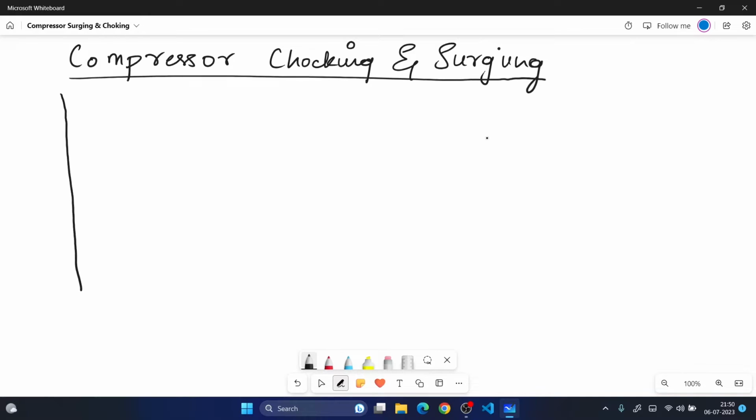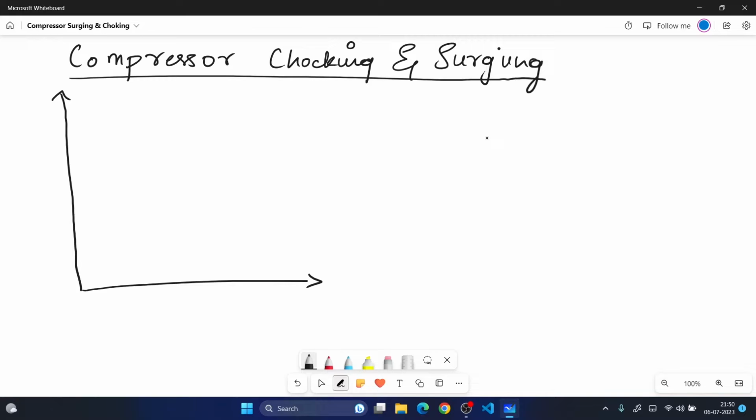Compressor choking and surging is not applicable to just a centrifugal compressor or just an axial compressor. It is applicable to both centrifugal and axial compressors. Irrespective of the type of compressor, this surging and choking phenomenon is common.